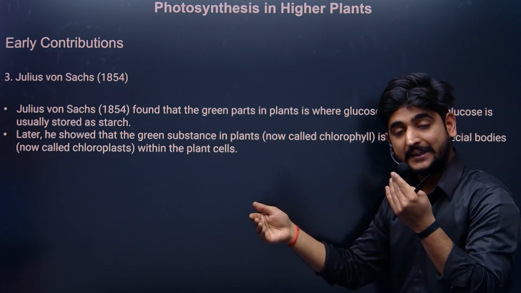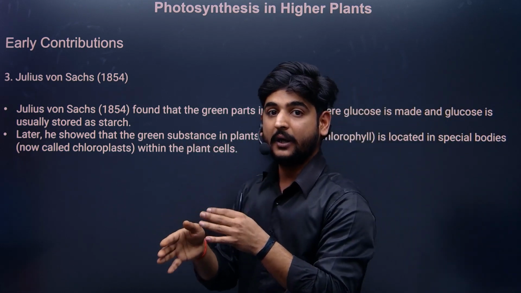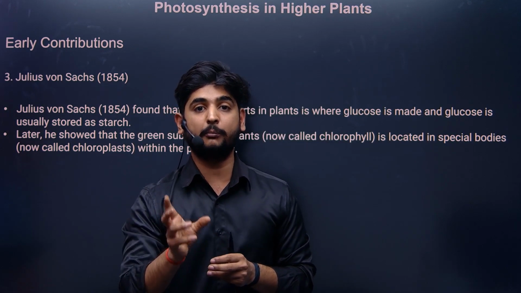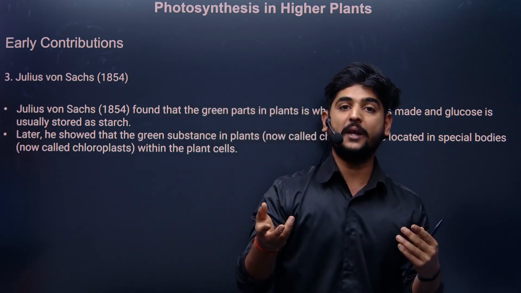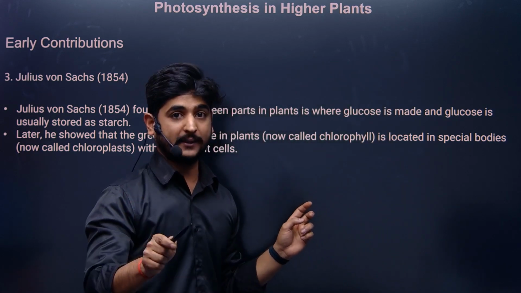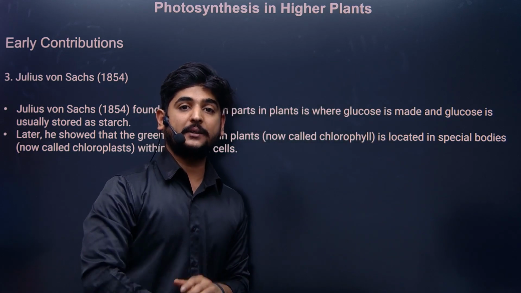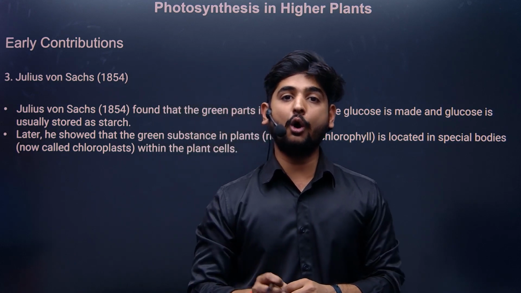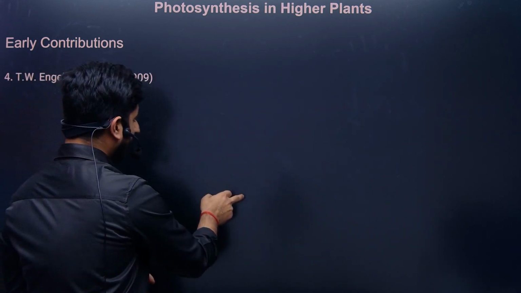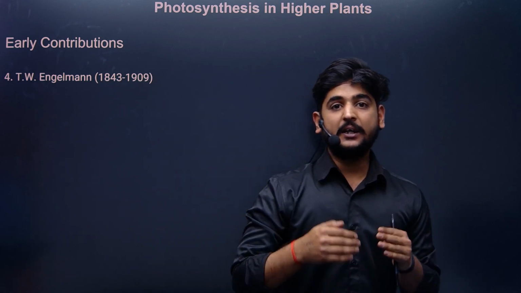Next important thing, he said that the green colored pigment that you are finding, you will find it in special bodies in plants, and those special bodies, we now know, are known as chloroplasts. You know that chloroplast was discovered by Hugo von Mohl. Okay. Now our next scientist is T.W.